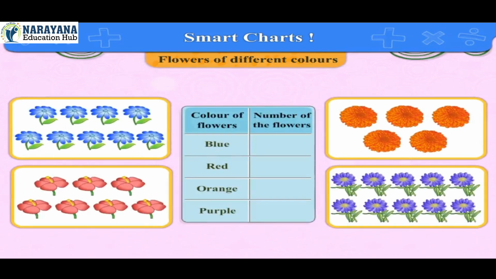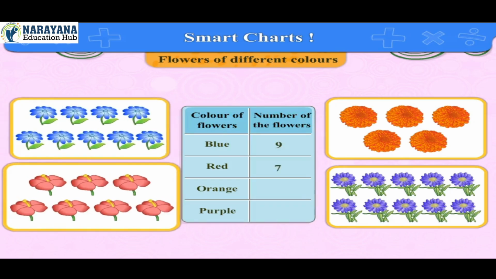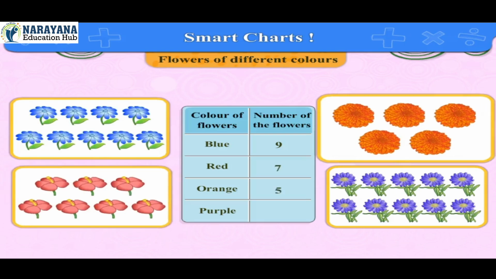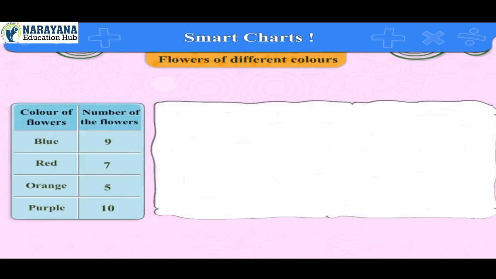In the first column of the table, the color of the flower is given, and in the second column, we have to write the numbers of the flowers. Here, the table is completed like this. Fill in the blanks from the given table.